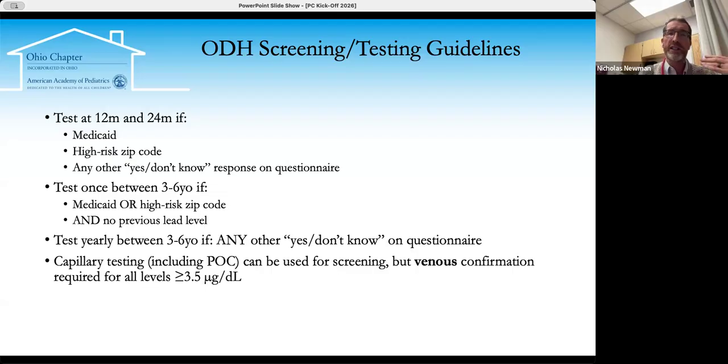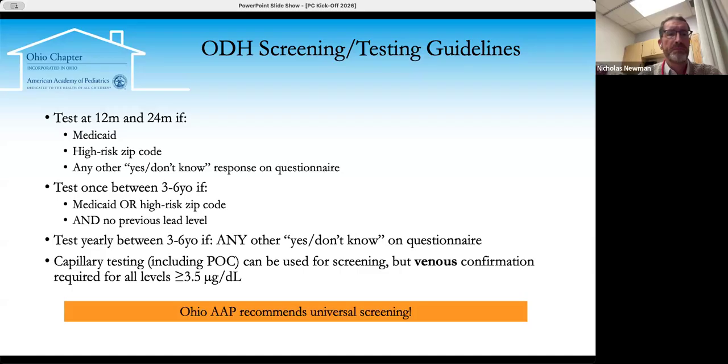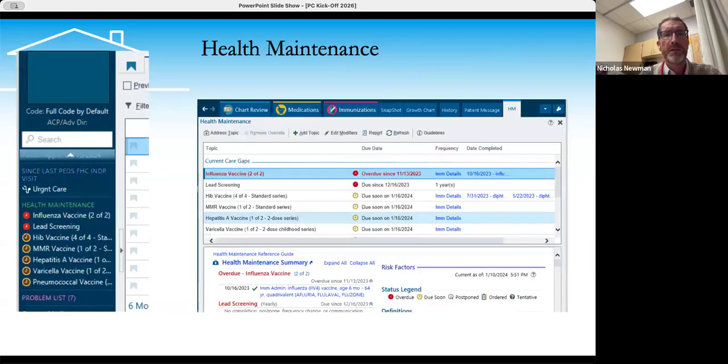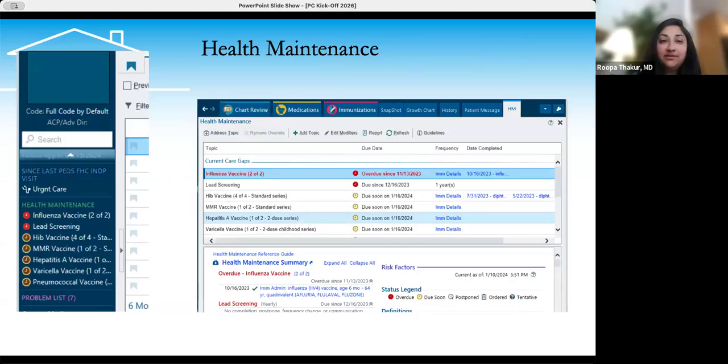So, capillary testing, including point of care testing as well, can be used, but venous confirmation is required for lead levels that are above the blood lead reference value, which is 3.5. So the next slide, and I think we move on to Dr. Takor now. We have a few more for you, Nick, I think. I'm happy to take them, but oh, I'm sorry.